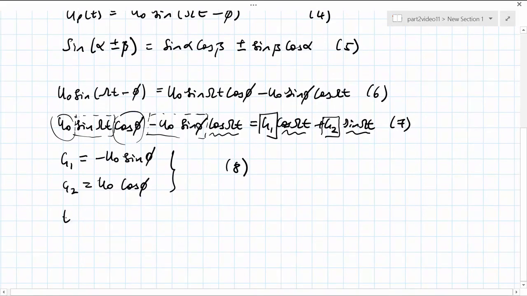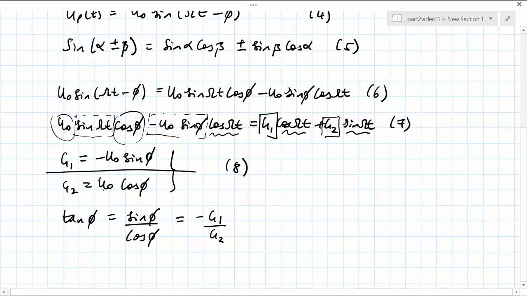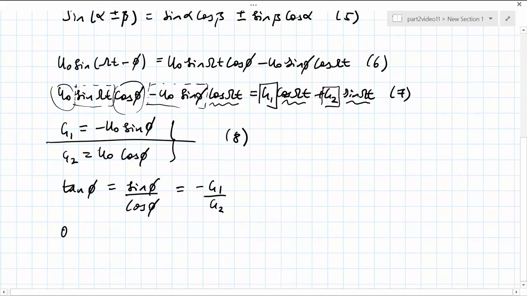From this we can also say that tan of phi is equal to sine of phi over cosine of phi, and that is then equal to minus g1 over g2, because these two cancel out in equation 8. So if you divide these through, it then becomes obvious that u0 and u0 here cancel out, so the ratio of sine phi over cosine phi is equal to minus g1 over g2. Then inverting this to get the angle phi, we have the inverse of tan of minus g1 over g2.